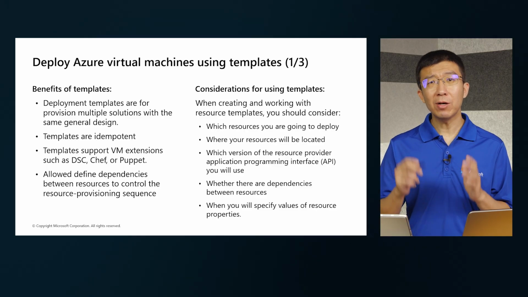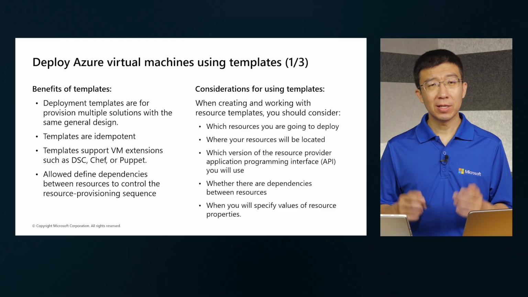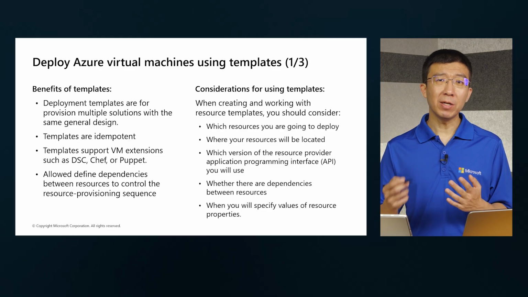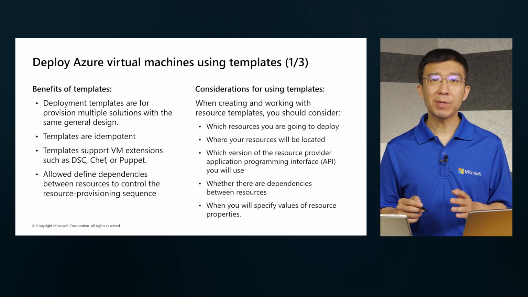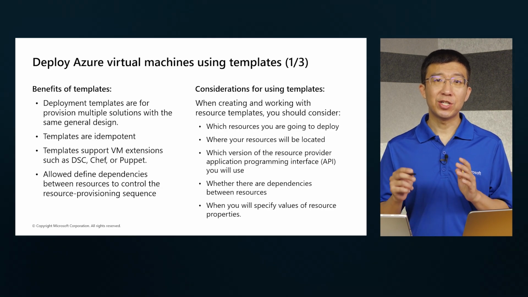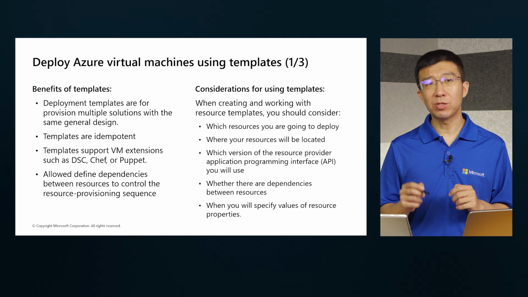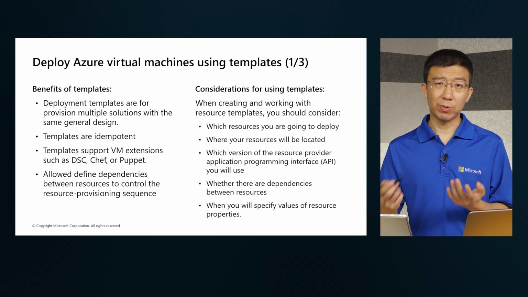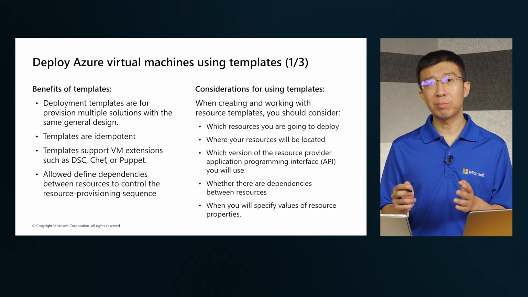Deployment templates allow you to provision multiple solutions with consistent design. Templates are idempotent, meaning you can run them multiple times without unwanted changes. They support VM extensions like DSC, Chef, or Puppet. You can define dependencies and control the provisioning sequence. When working with templates, consider which resources to deploy, their locations, API versions, dependencies, and property values.